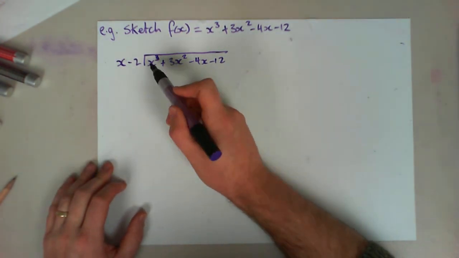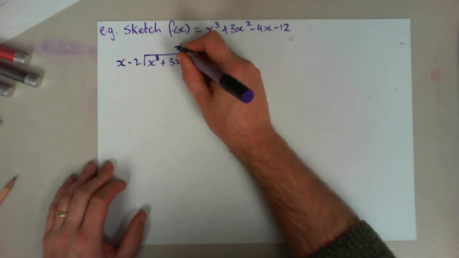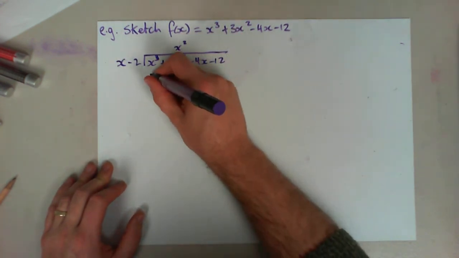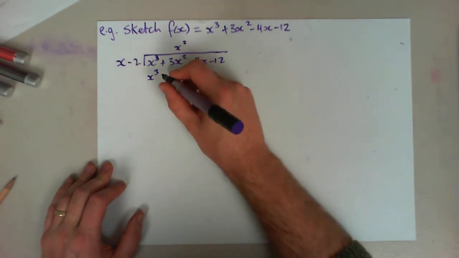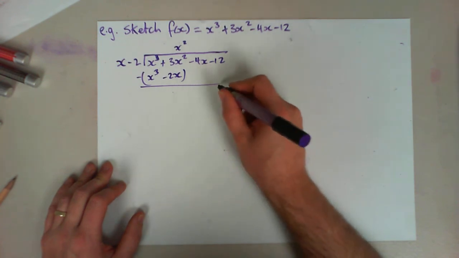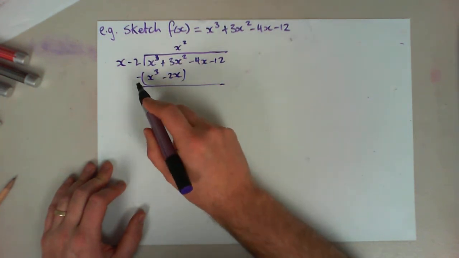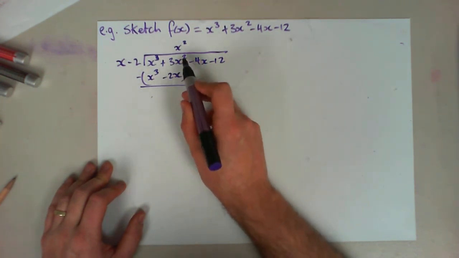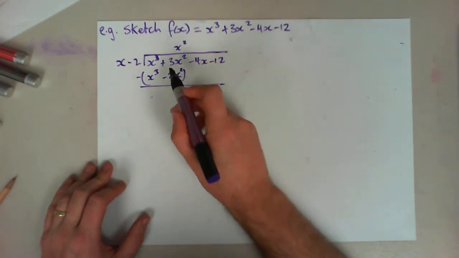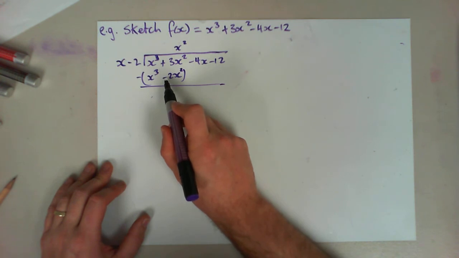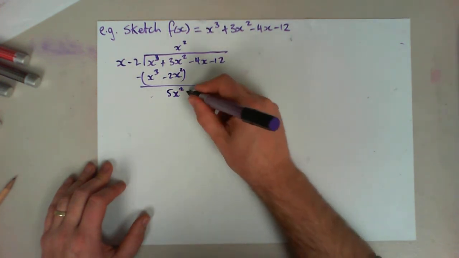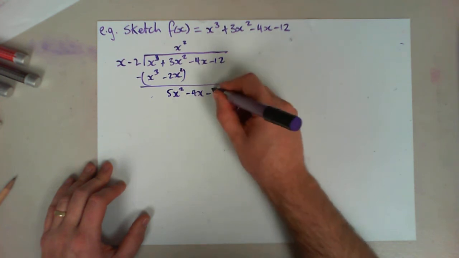So we go x cubed divided by x is going to leave us with x squared. Multiply back through, x squared times x gives us x cubed. X squared times negative 2 gives us negative 2x. Bracket, bracket, take away line underneath. Do our subtraction, x cubed take x cubed is 0. 3x squared take, sorry, that should be 2x squared. 3x squared take negative 2x squared will give us 5x squared. Now we take 4x down and our 12 down as well.